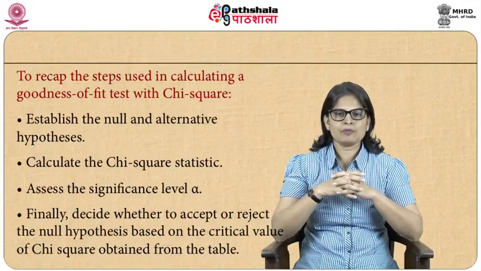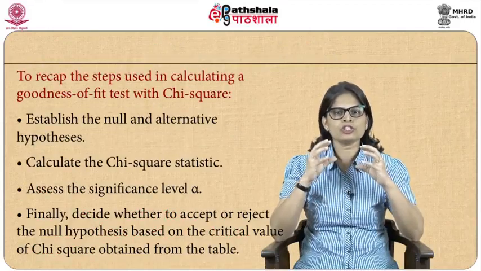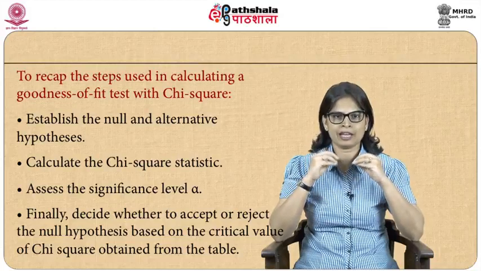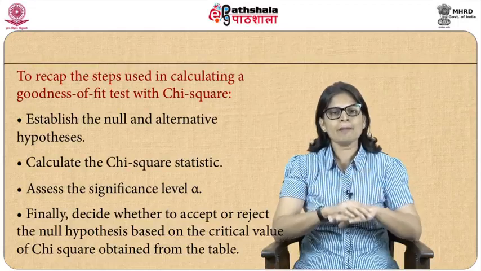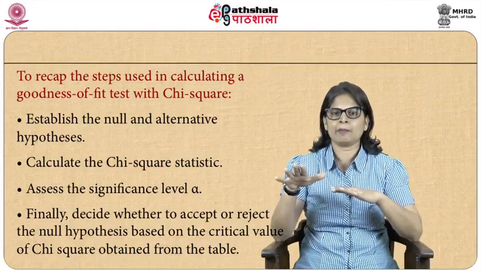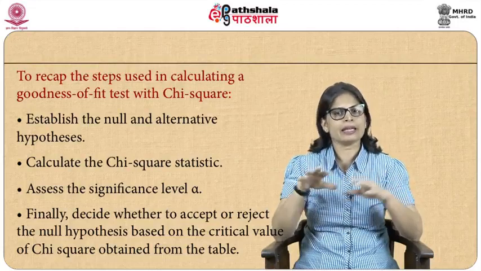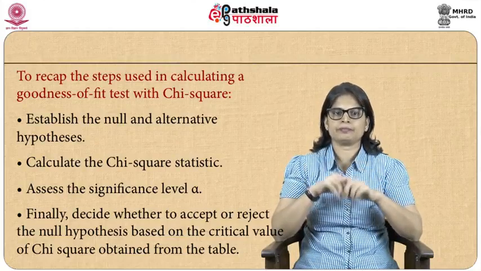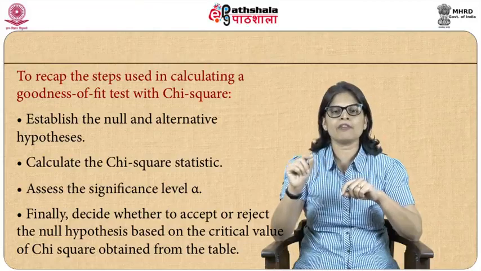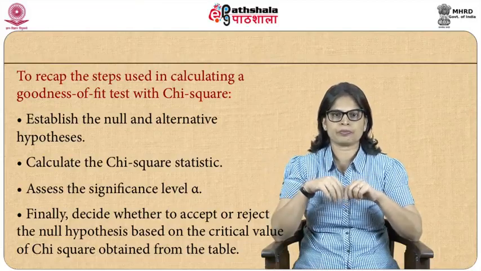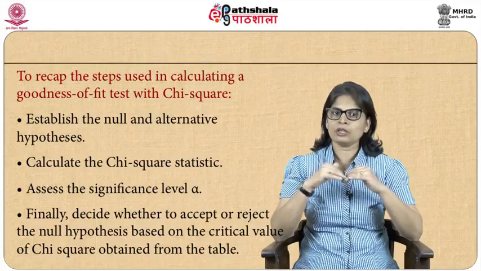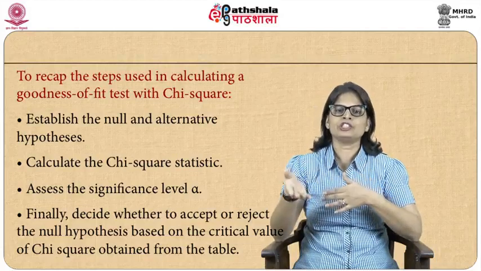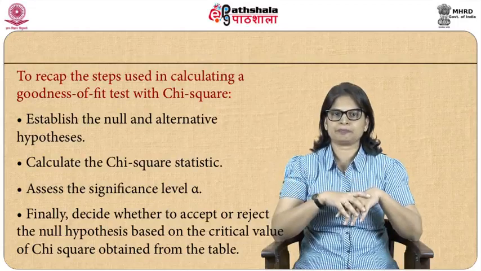To recap the steps used in calculating a goodness of fit test with the chi-square distribution: first, establish your null and alternative hypothesis, that is H0 and H1. Calculate the chi-square statistic. Assess the significance level which you would like to use. Finally, based on the cutoff value, decide whether to accept or reject the null hypothesis.